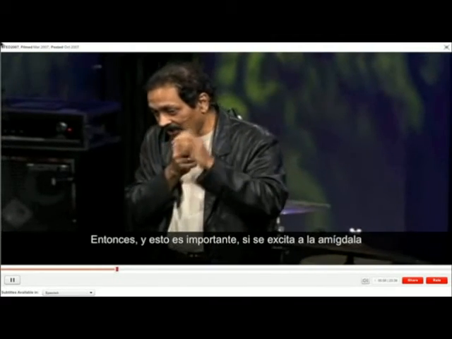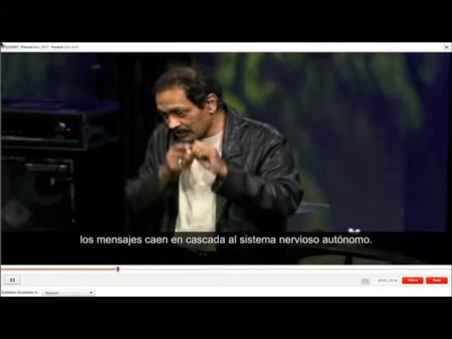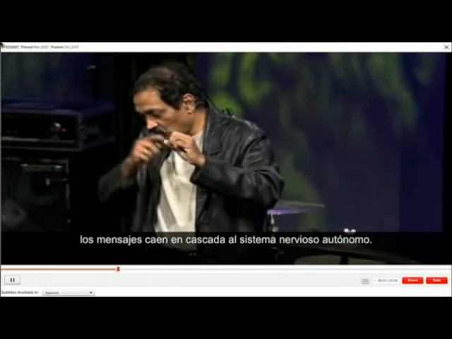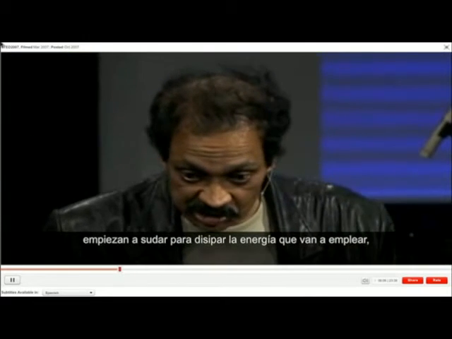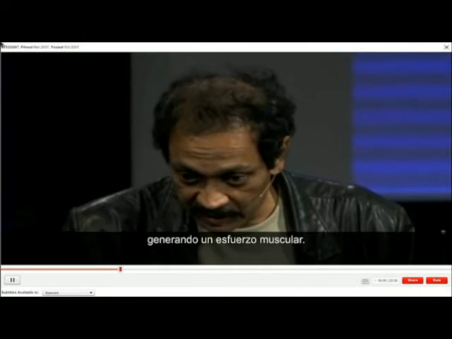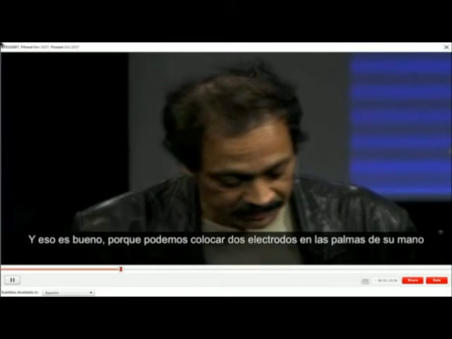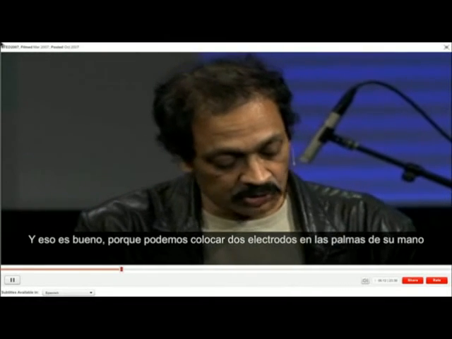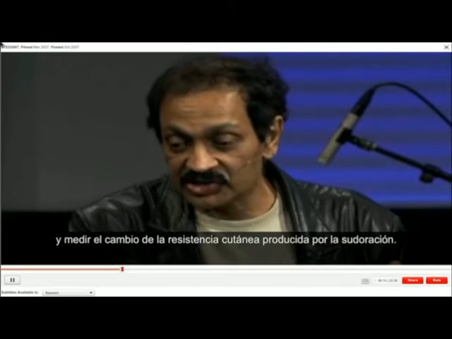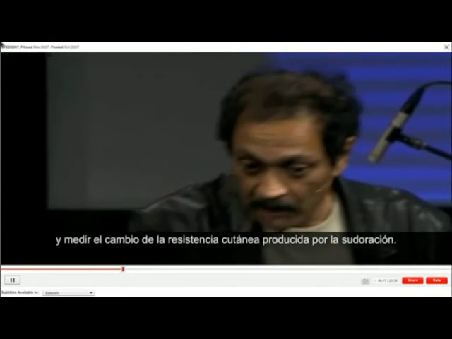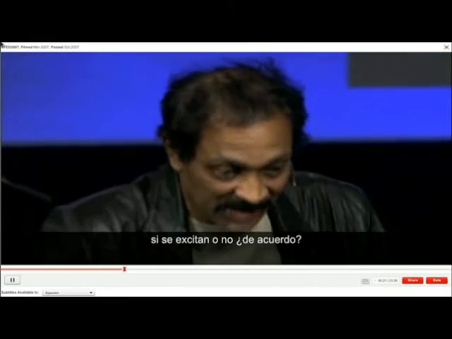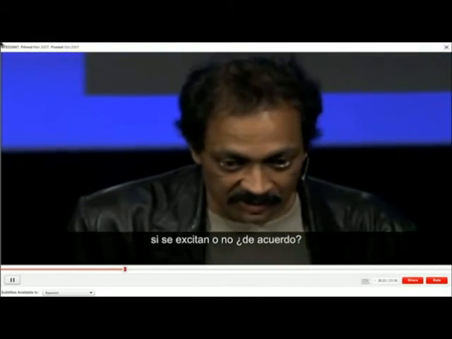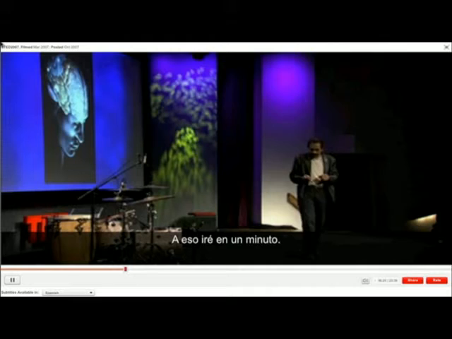So if the amygdala is excited, and this is something important, the messages then cascade into the autonomic nervous system. Your heart starts beating faster, you start sweating to dissipate the heat that you're going to create from exerting muscular exertion. And that's fortunate because we can put 2 electrodes on your palm and measure the change in skin resistance produced by sweating. So I can determine when you're looking at something whether you're excited or whether you're aroused or not, okay? And I'll get to that in a minute.